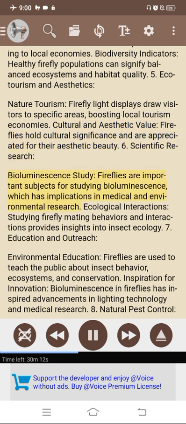6. Scientific research. Bioluminescence study. Fireflies are important subjects for studying bioluminescence, which has implications in medical and environmental research. Ecological interactions. Studying firefly mating behaviors and interactions provides insights into insect ecology.